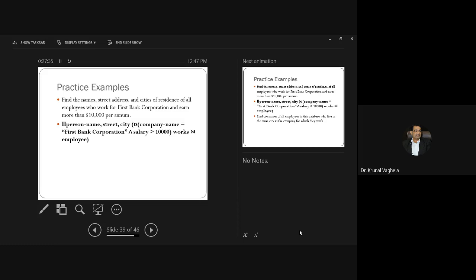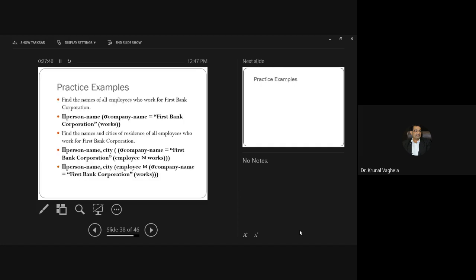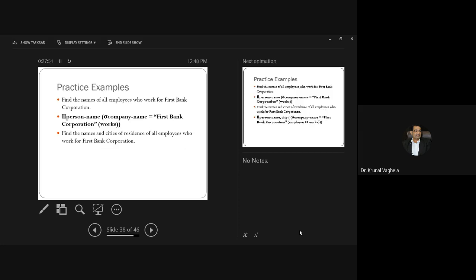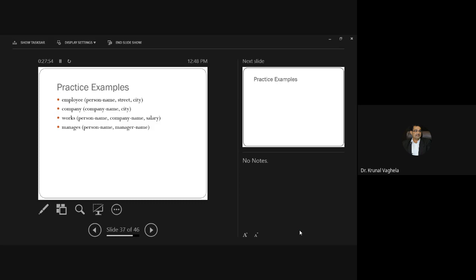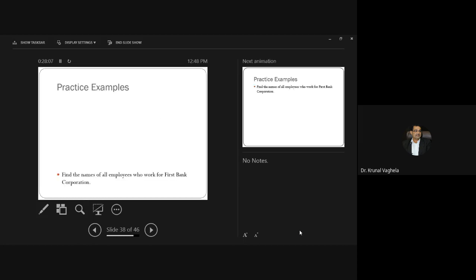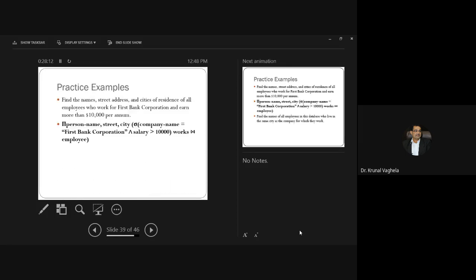Is it possible that you can take the first answer and add this? No. Because from the works table, you want only person name, company name and salary. Where is the street and city? No, that is not possible. What is the answer?